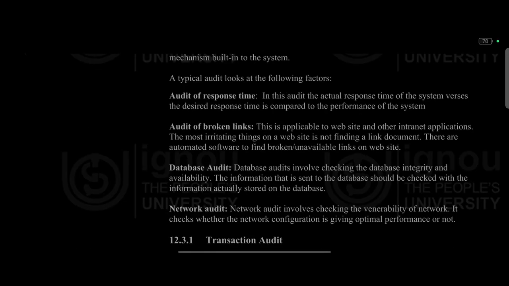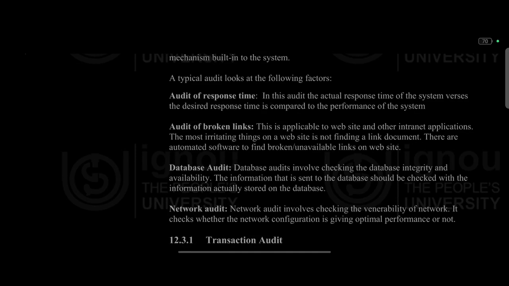A typical audit looks at the following factors. Audit of response time. In this audit, the actual response time of the system versus the desired response time is compared to the performance of the system. Audit of broken links. This is applicable to websites and other intranet applications. The most irritating thing on a website is not finding a linked document. There is automated software to find broken or unavailable links on a website.